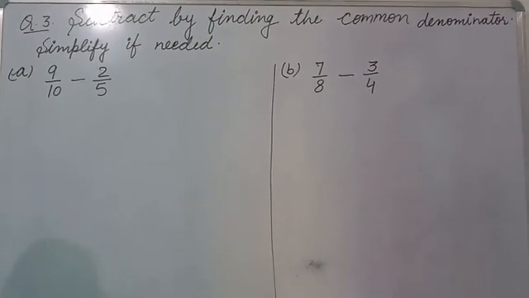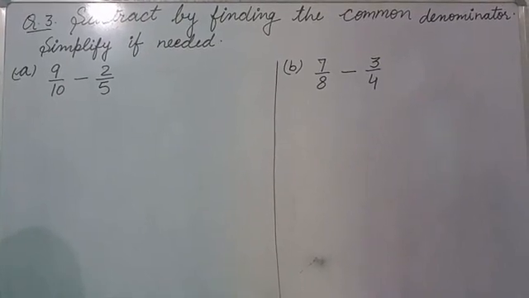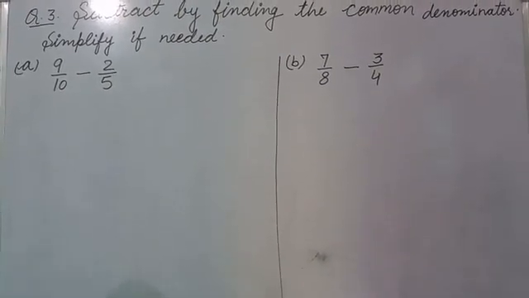Simplify if needed. You have to subtract by taking common denominators, and simplify means you reduce in lowest term if needed. अगर ज़रूरत हो means if already in lowest term so no need, and if that is not in lowest term so you should reduce that in lowest term. Lowest term, mixed fraction, whatever the requirement, according to that you will do. Okay. So A part is there: 9 upon 10 minus 2 upon 5. So first of all what will we do?